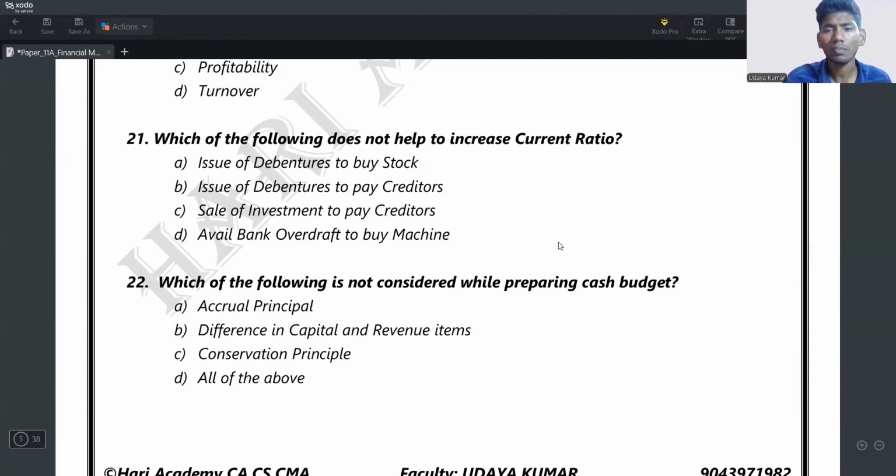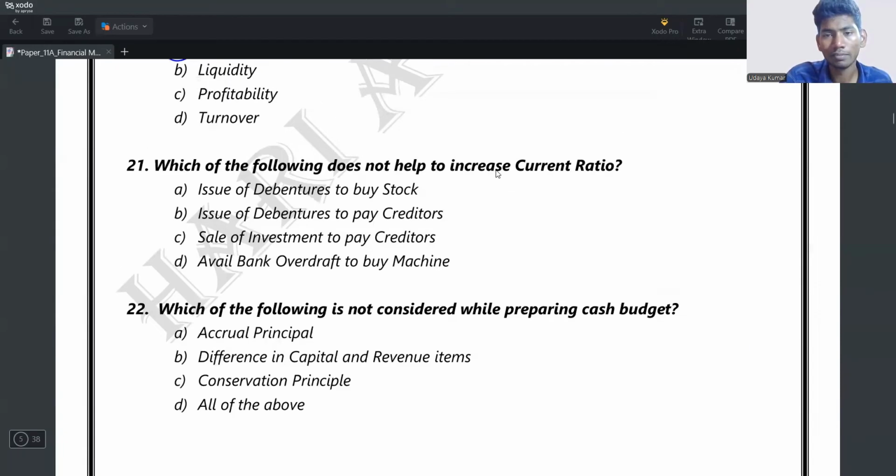Clear? Because what is the formula for current ratio? You must recollect here all the things. So current ratio formula, what is that? You must try to answer: current assets divided by current liabilities, right?